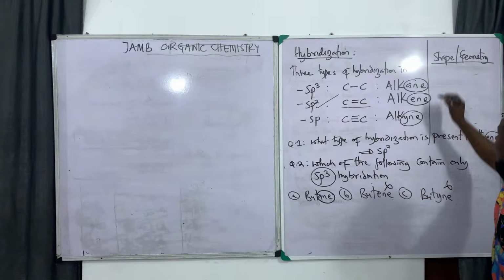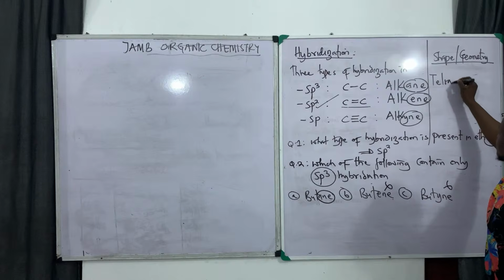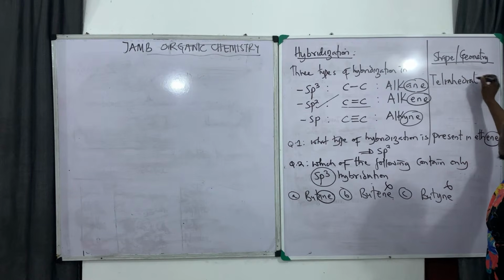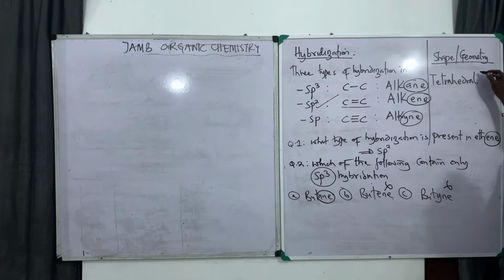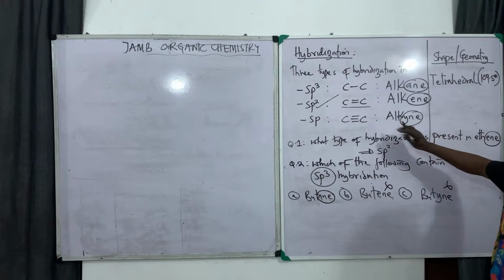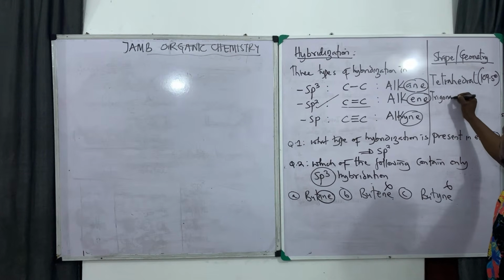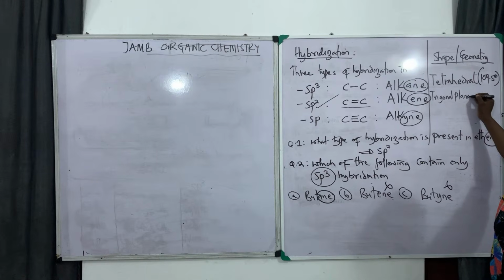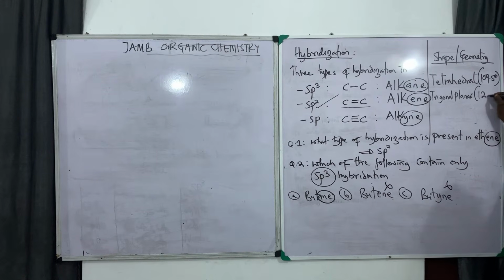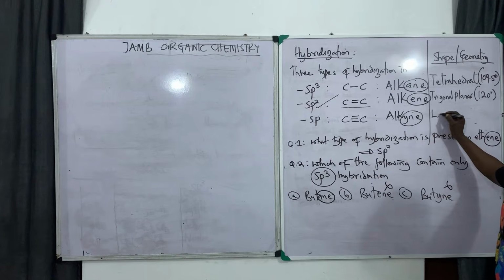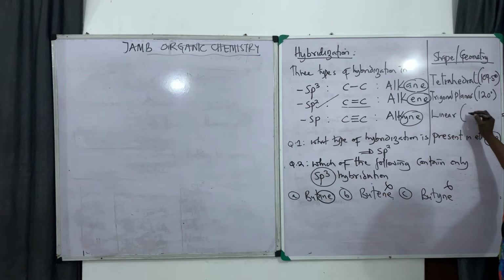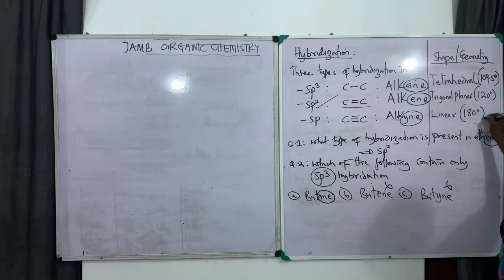sp3, listen, the shape of sp3 is always tetrahedral, with a bond angle of 109.5 degrees. The shape of sp2 is always trigonal planar with an angle of 120 degrees. The shape of sp is always linear with an angle of 180 degrees.